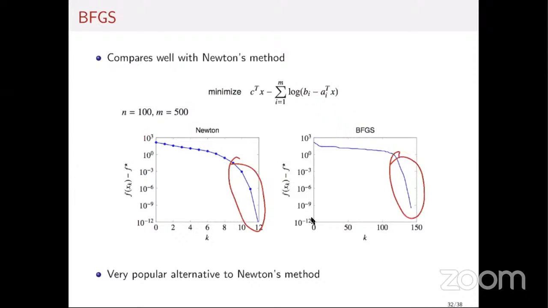So BFGS in practice is a popular alternative to Newton's method because it doesn't require you to form the Hessian. It forms an approximation of the Hessian by itself. And I think, for example, in MATLAB, some of the functions in the optimization toolbox do use some kind of BFGS method to solve the optimization problems that you give.